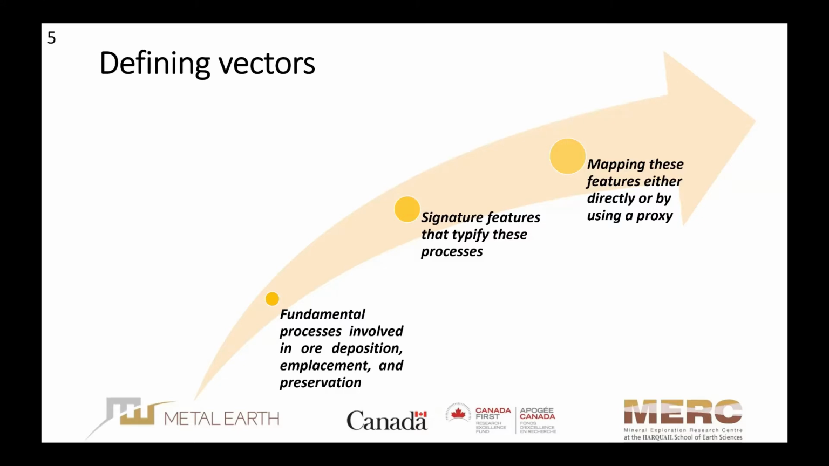So the process used for defining exploration targeting criteria is either using deposit models or using the mineral systems approach. But the mineral systems approach enables us to define different suites of exploration targeting criteria at different scales. Here, we are using a regional scale, and what we first have to do is define the processes that are important and fundamental for the formation and deposition of ore-bearing fluids. And then we need to find, in our data sets, some signature features that typify those processes. After that, we need to map those signature features either directly or by using a proxy, and they can serve as our predictive variables.